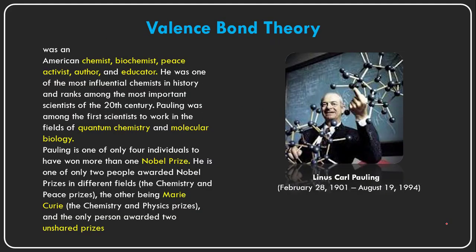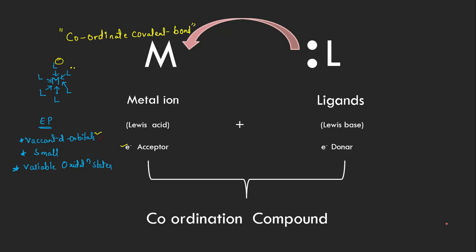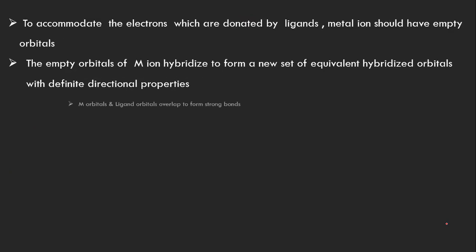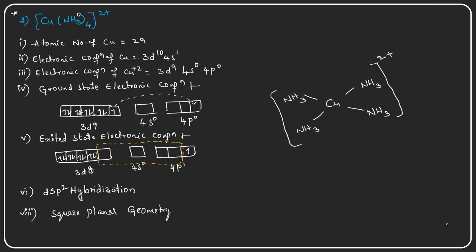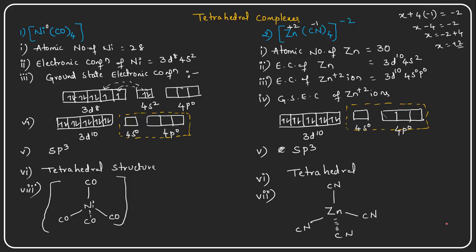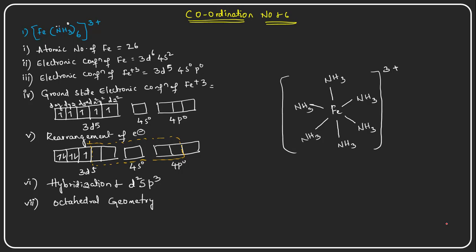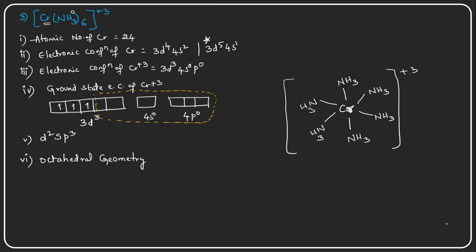In coordination compounds, we have already discussed the valence bond theory, its salient features, and how the relationship takes place between the coordination number and the shape of the molecules. With their applications, we have seen coordination number 4, that is square planar and tetrahedral complexes, and coordination number 6, that is octahedral complexes.